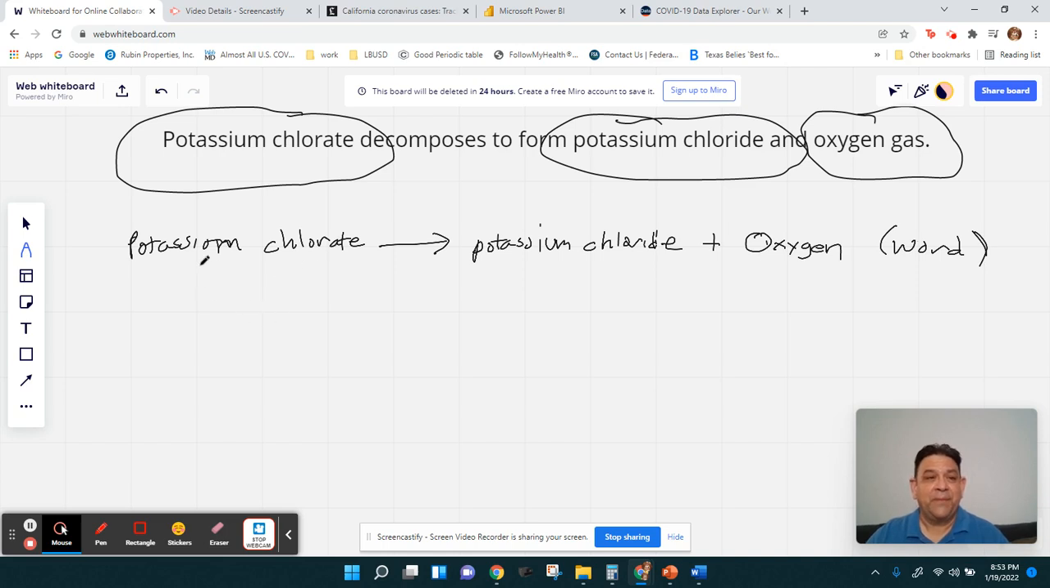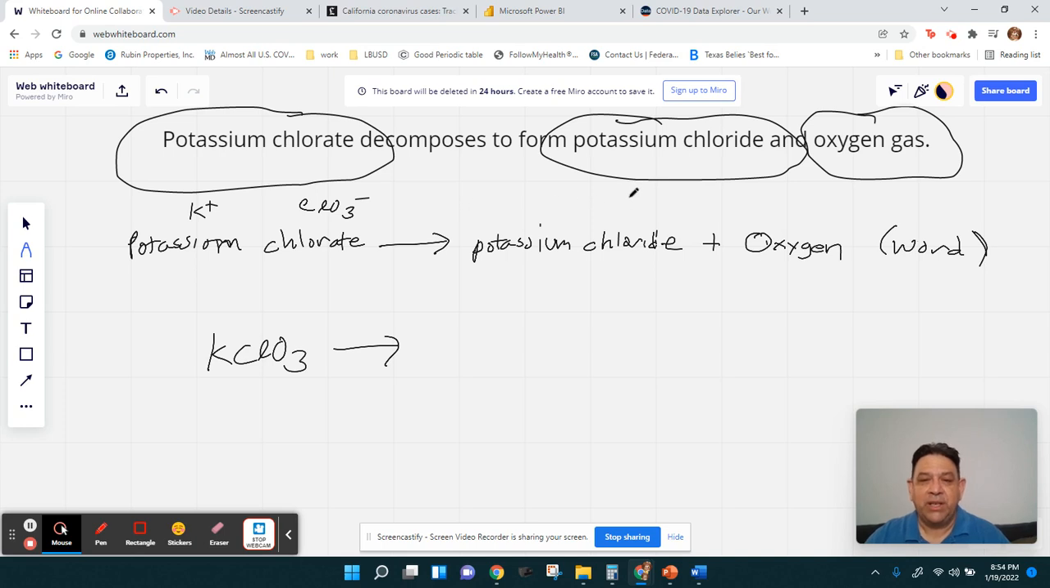But what we're going to do here is we're just going to turn potassium chlorate into its chemical symbol. And I don't know if you remember, but chlorate is a polyatomic ion. Chlorate is ClO3 with a negative charge. Potassium, when it becomes an ion, is in column 1, so it's a +1 charge. So potassium chlorate is just KClO3. Okay. So instead of having to write potassium chlorate, we just write KClO3. And it's going to break down to form potassium chloride.